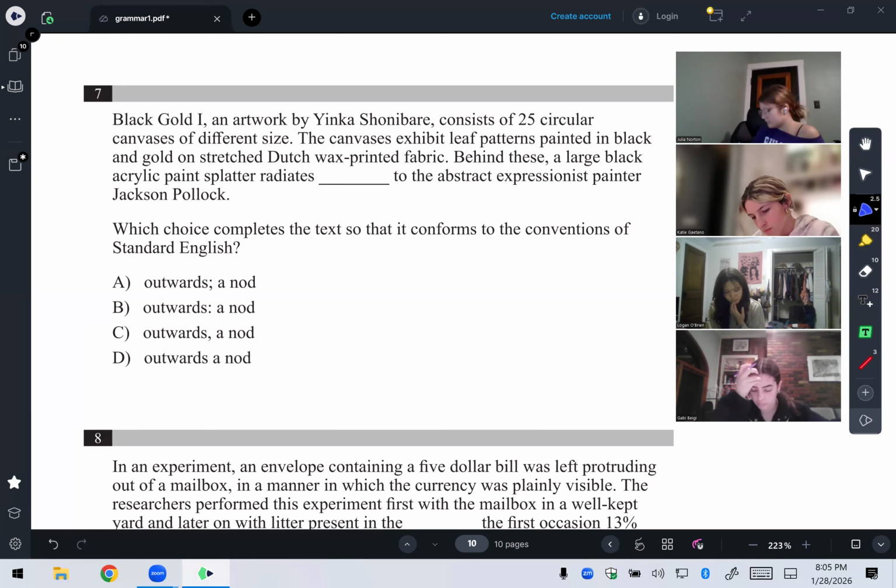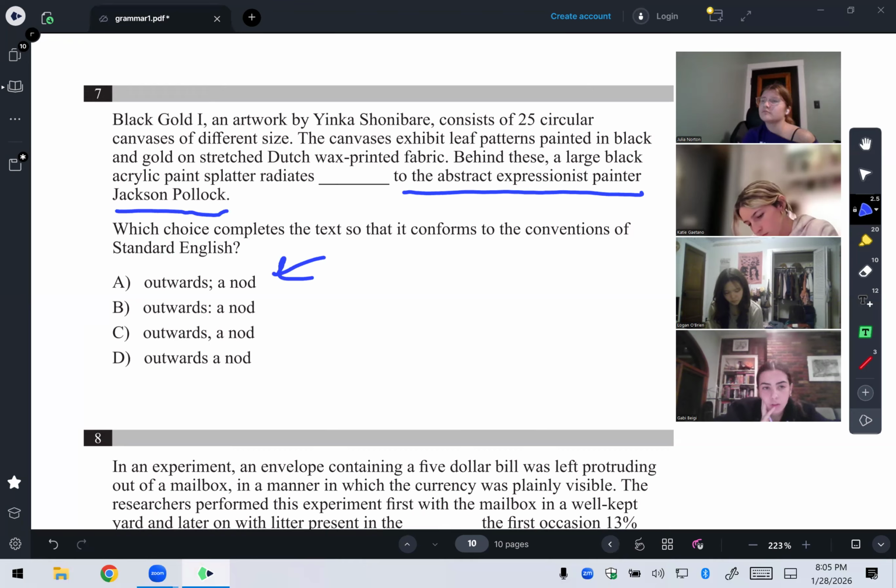Okay. So is it a semicolon? Is it a colon? Is it a comma? Is it just nothing? I'm going to try A, but I'm going to ask myself, is a nod to the abstract expressionist painter Jackson Pollock, is that a complete thought? Nope. We could use a colon.